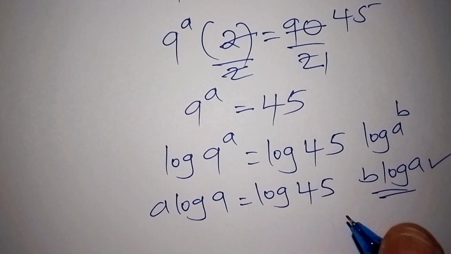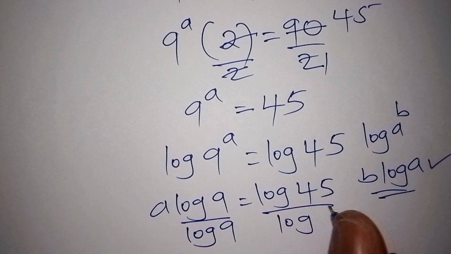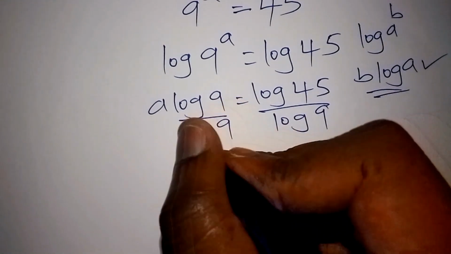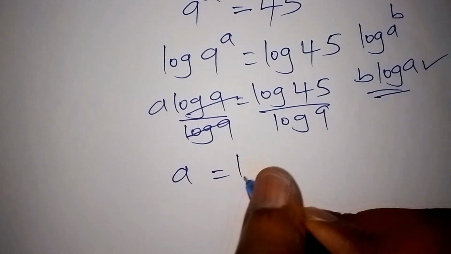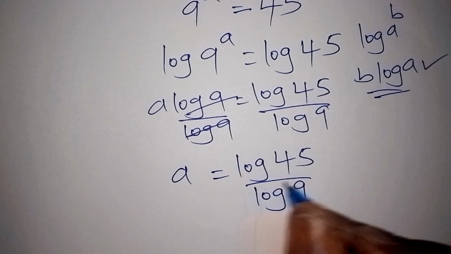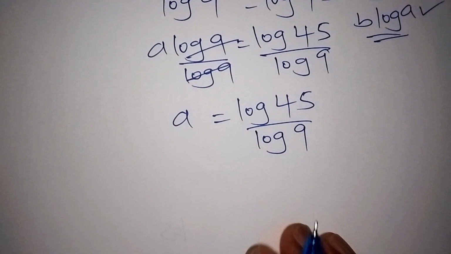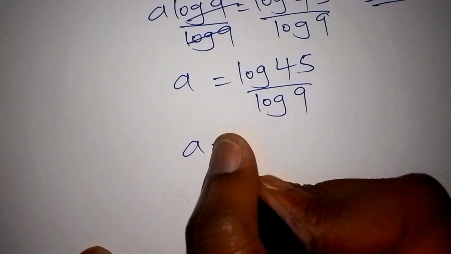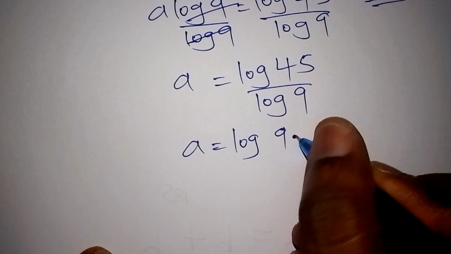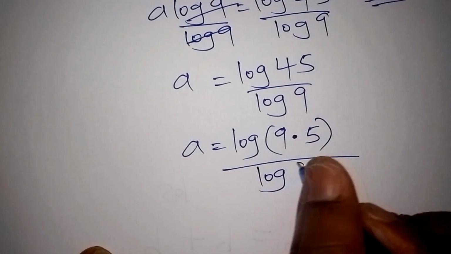From there, we divide both sides by the log of 9. The log of 9 and the log of 9 cancel as usual, so we remain with a. So a is equal to the log of 45 all over the log of 9. Let's still simplify the log of 45 over the log of 9. The log of 45 can also be written as the log of 9 multiplied by 5, all over the log of 9.